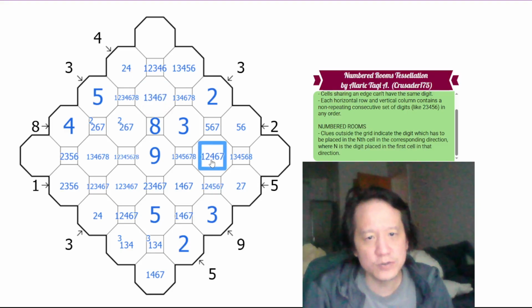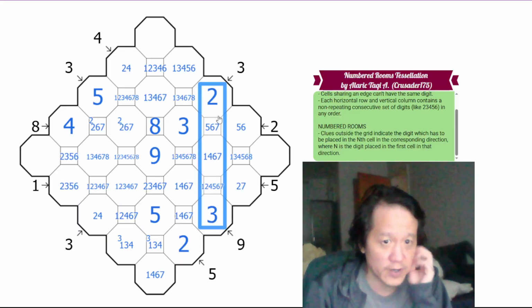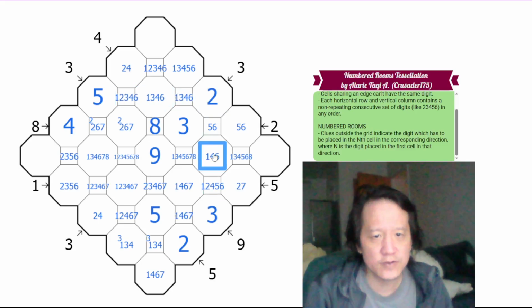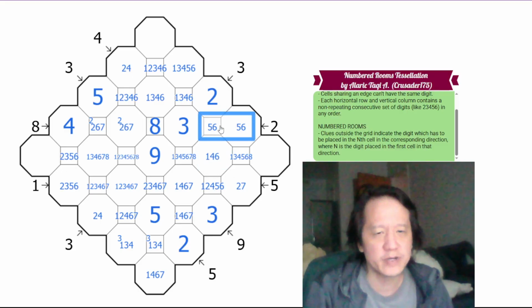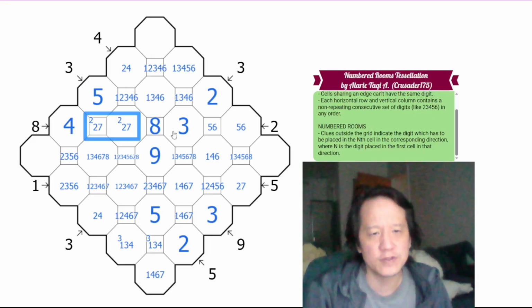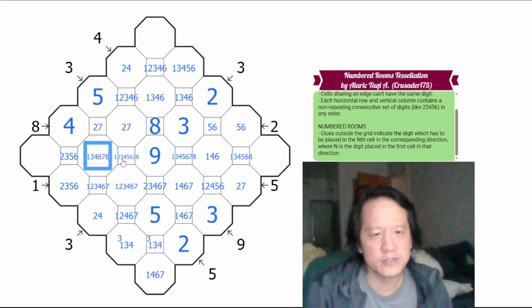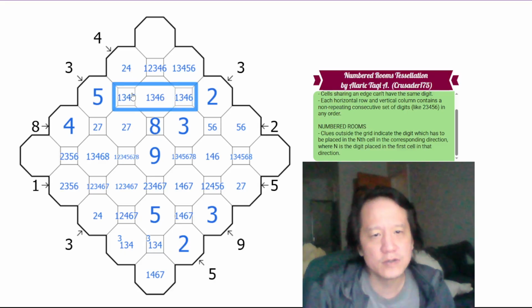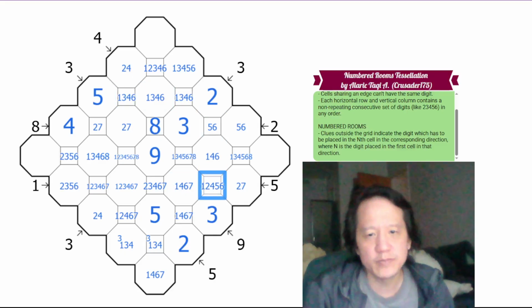That eliminates 2 here and 2 here. This has to be 2 through 6 or 1 through 5. So no 8, no 7. This becomes a 5, 6 pair, which eliminates 5 and 6 in the rest of the row. So this is a 2, 7 pair, which eliminates 2 and 7 in the rest of this cell. So it can't be 7 here. This 2 eliminates 2 here. This can't be 2 here.